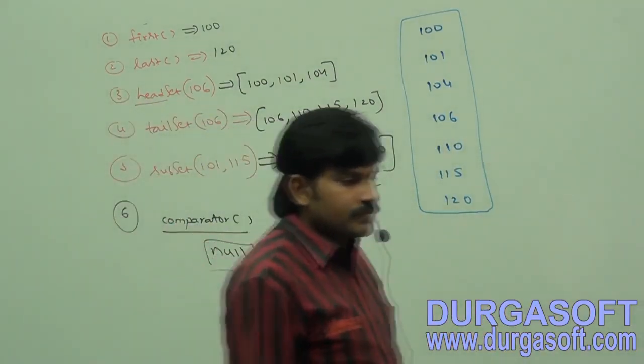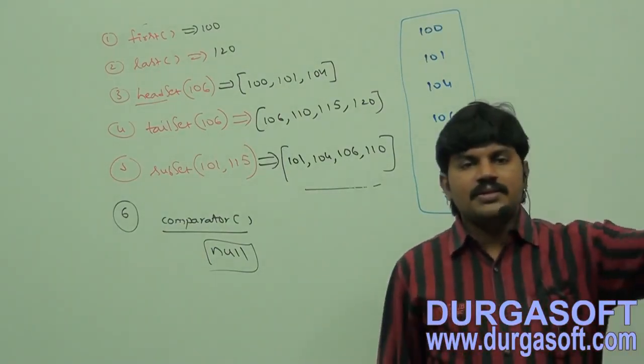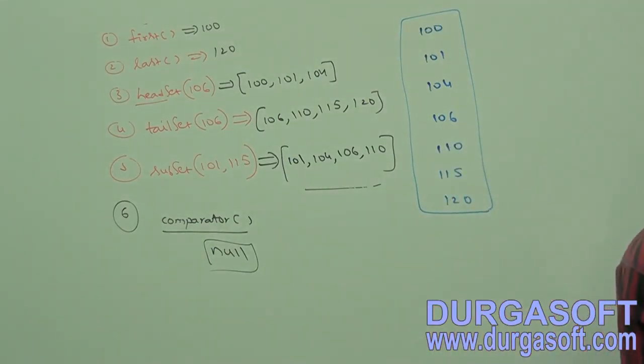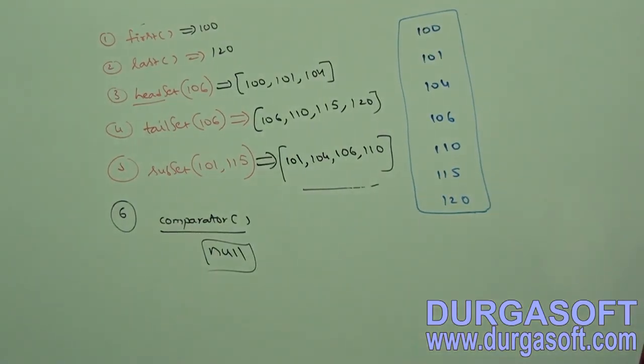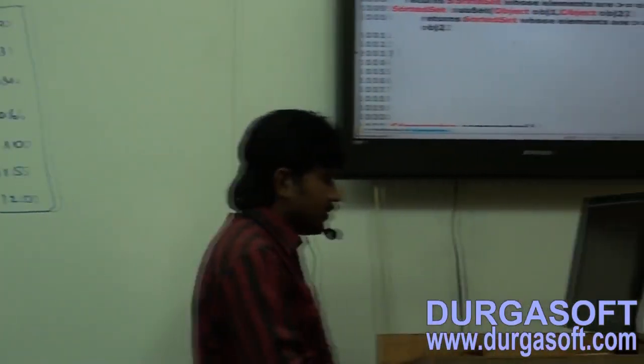Okay, write: the SortedSet interface defines the following specific methods. Better to take it from the screen first.